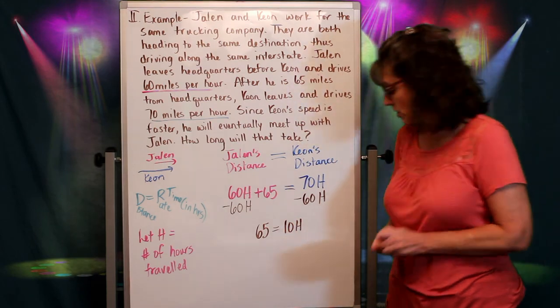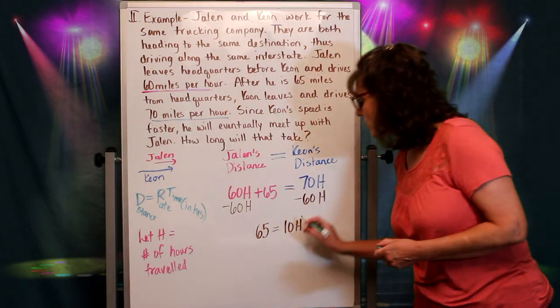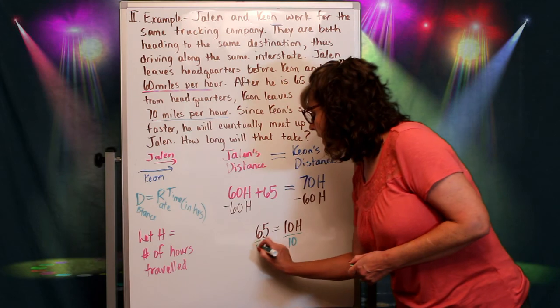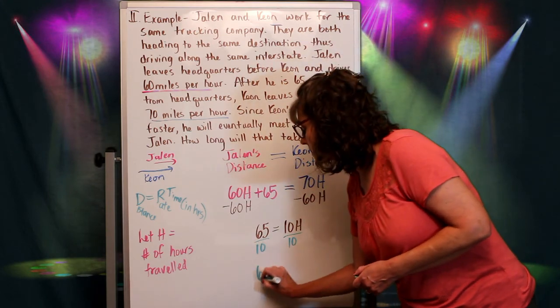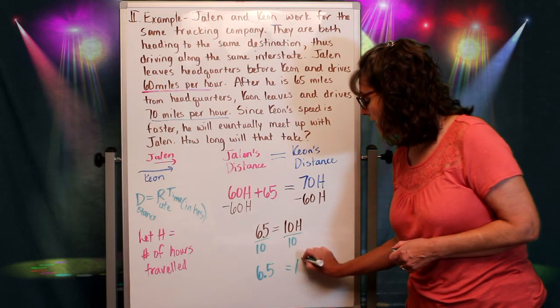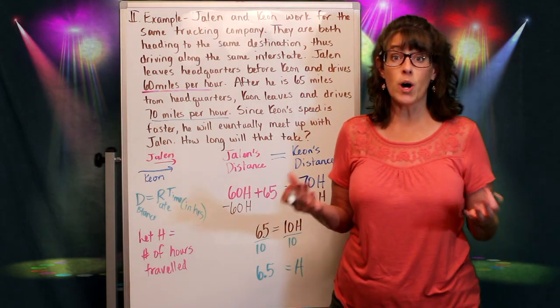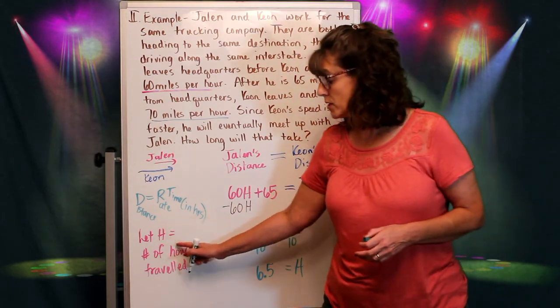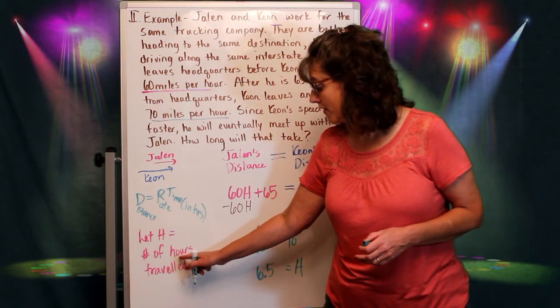And we now know what to do to get that by itself. Let's just go through and divide both sides by 10. And 65 divided by 10 is going to be 6.5. Now, 6.5 what? That's why we defined our variable, 6.5 hours.